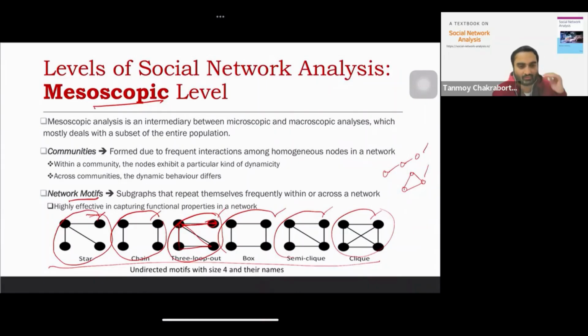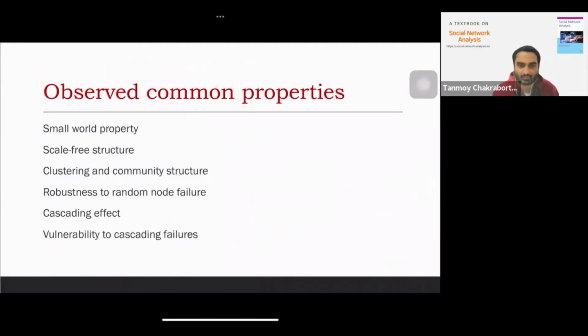So you see here, community structure and network motifs are not an entirely node-centric view or network-centric view. This is in between. Therefore, this view is called the mesoscopic view of a network. So microscopic, macroscopic, and mesoscopic.